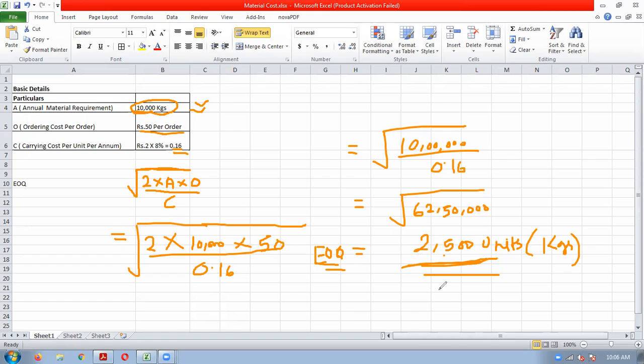If you place order less than 2,500, what will happen? More number of orders you will have to place, then your ordering cost will increase. And if you place more per order, then your carrying cost will increase automatically. So that's why economic order quantity is the optimum quantity which you have to place so that your cost is minimum.